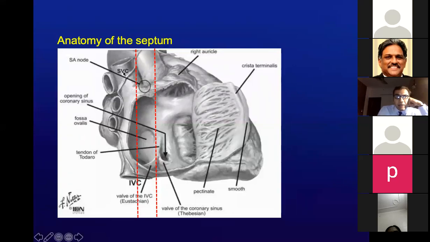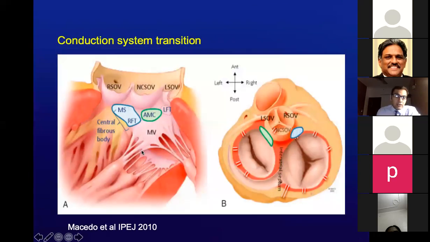The line connecting the SVC to the IVC, which is the posterior part of the right atrium. The line between the SVC-IVC line and the line passing through the end of the crista terminalis extending onto the septum, which is where the fossa ovalis is. And then more anteriorly, where you get the conduction system and the coronary sinus. Remember, this is the location where you want to be if you want to do a transseptal puncture.